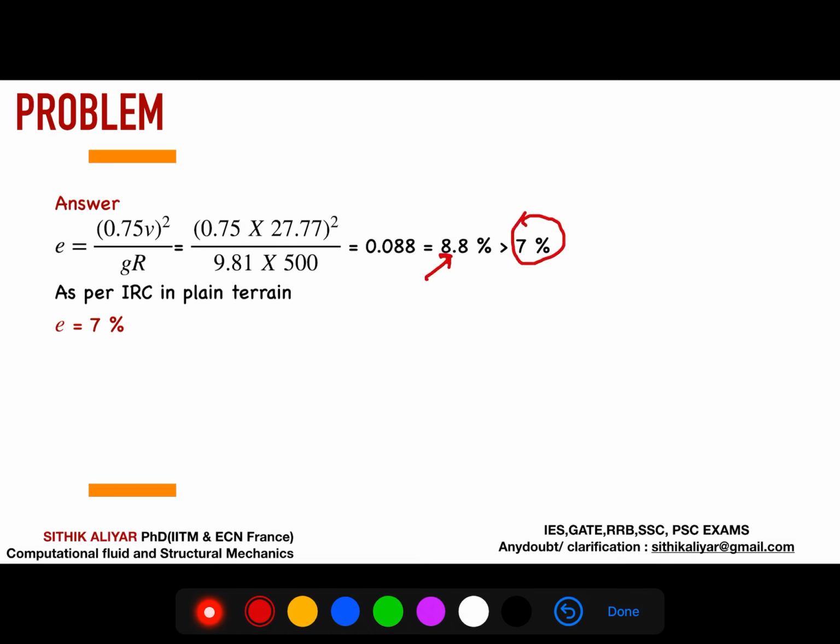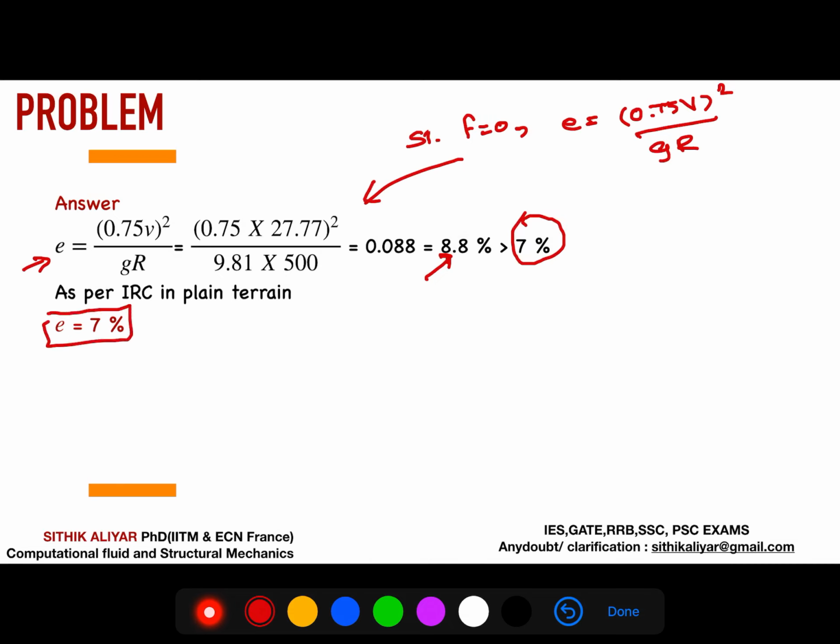Remember that is wrong. So anyhow, if you know the formula we have just discussed, neglecting the friction equal to 0 and then keeping the mixed traffic flow condition, you should multiply 0.75 to the design speed, 75% of the design speed, divided by GR. If you substitute everything, you will get your answer 0.088, which is 8.8%. But as per IRC in plain terrain, we know 7%. You need not try friction and all. Nothing can go beyond 7%. Your answer is 7%. So this problem is very quick if you see.